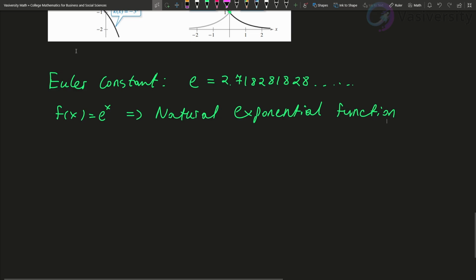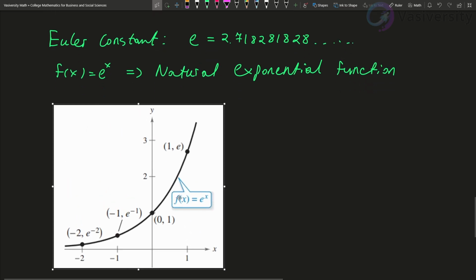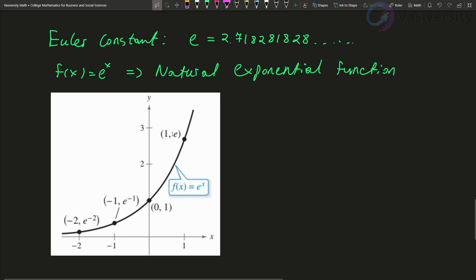So a graph of this function essentially doesn't really look much different from the other ones, right? It's just now the values are (1, e) and (-1, e to the -1). We just have to remember that it's this number, right? We remember the first 3 digits, 2.718. That's going to be good enough to remember, right? And it's used in a lot of applications.